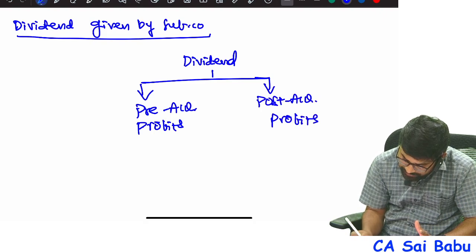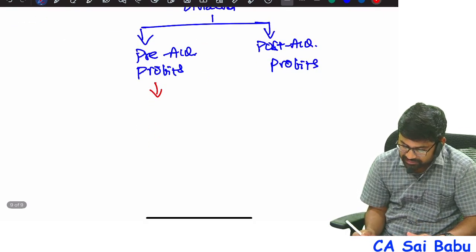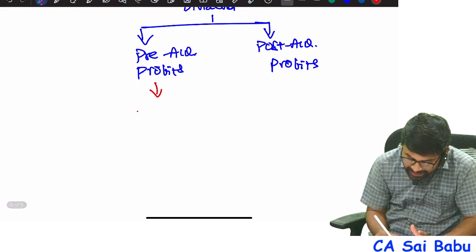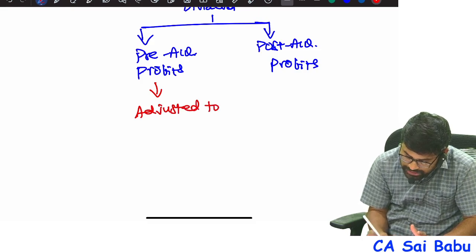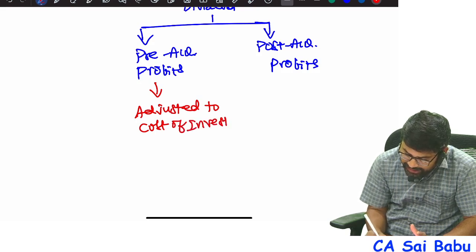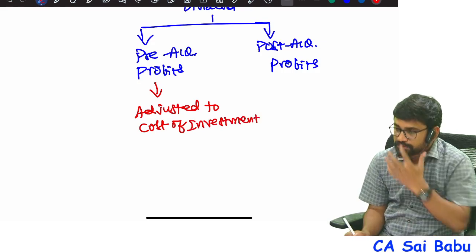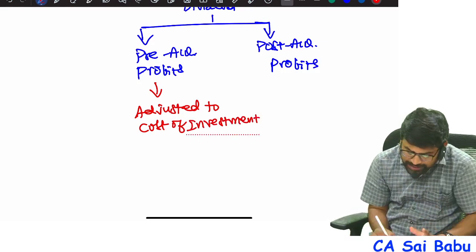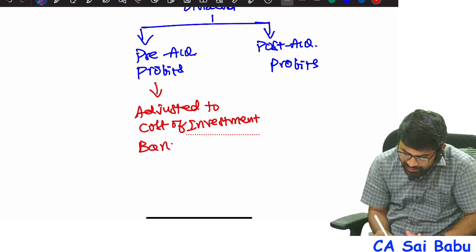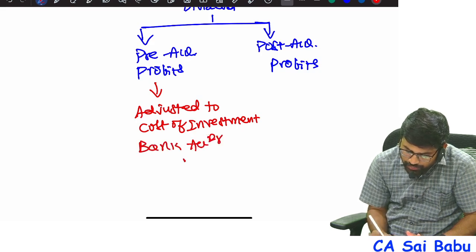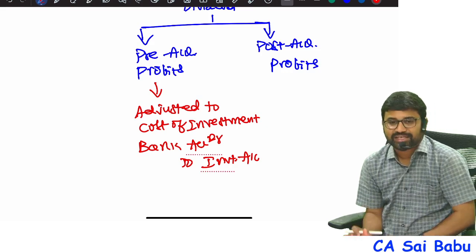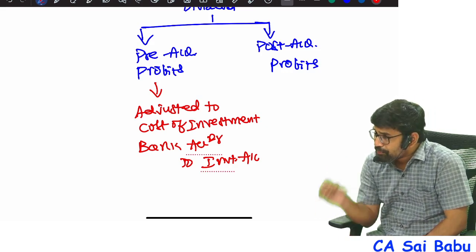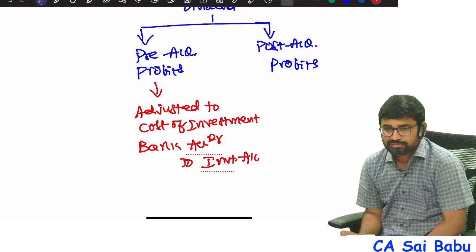Sir, dividend given from pre-acquisition profits. Simple, sir. Then dividend is adjusted to cost of investment. It is nothing but treated as recovery of my cost. Recovery of my cost. Therefore, as a parent company, what entry I will write? Bank account debit to investment account. I will directly adjust the dividend received from subsidiary company from pre-acquisition profits to my investment account.